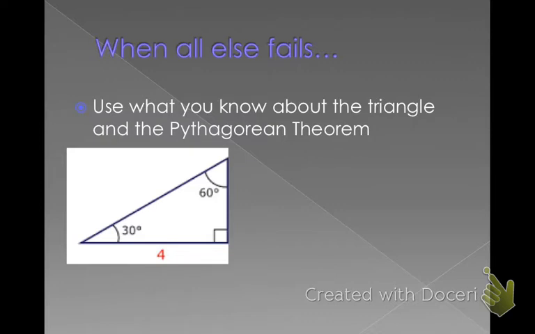Sorry that the video has gone on a little bit longer. Just wanted to point out that when all else fails, you can just use what you know about the triangle and plug it into the Pythagorean theorem. For example, we know that this side should be half of this side. So I could make this x and 2x. And I could do x squared plus 4 squared equals 2x squared. And then you could solve for x from there.